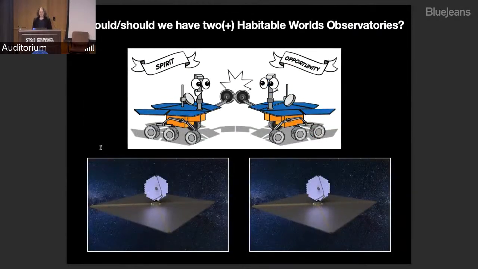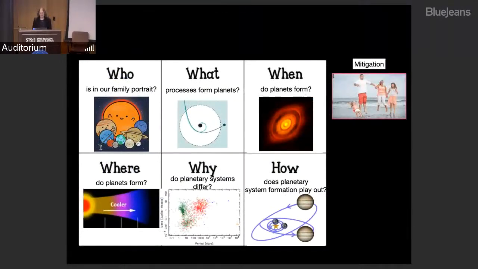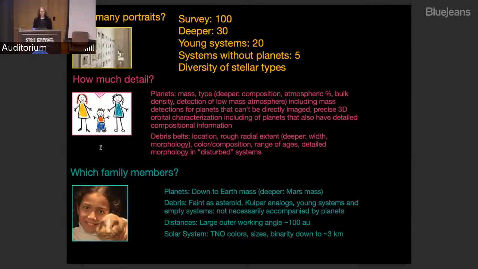So one question I have is, could there be 2 habitable world observatories? It seems like a lot of the cost goes into developing it, and that it's relatively cheap to have the second one. I know there are a lot of reasons that this might not be feasible, but if we're going to be really short on time, which is what I'm quite worried about, that we have the capabilities to do what we want but don't have enough observing time, then having 2 would be really helpful for that. So I'll leave you with these questions and this wish list. Thank you very much.